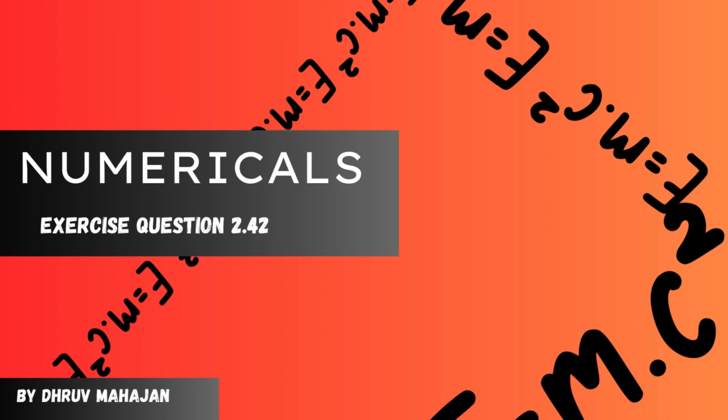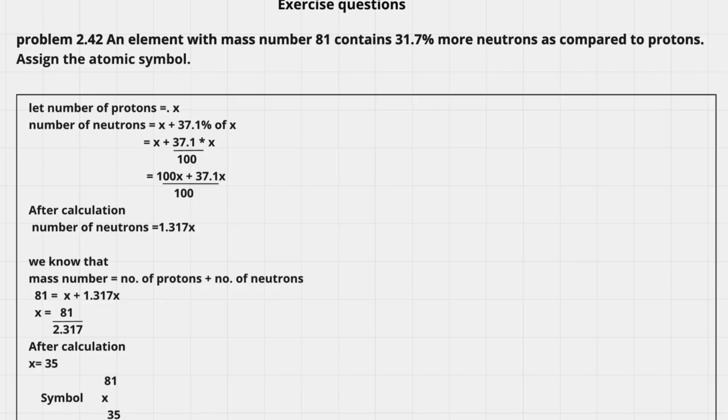In this lecture, we will spend our brain doing some numericals, so join us whether you are a student or a curious mind. Exercise questions. Problem 2.42. An element with mass number 81 contains 31.7% more neutrons as compared to protons. Assign the atomic symbol. Solution.